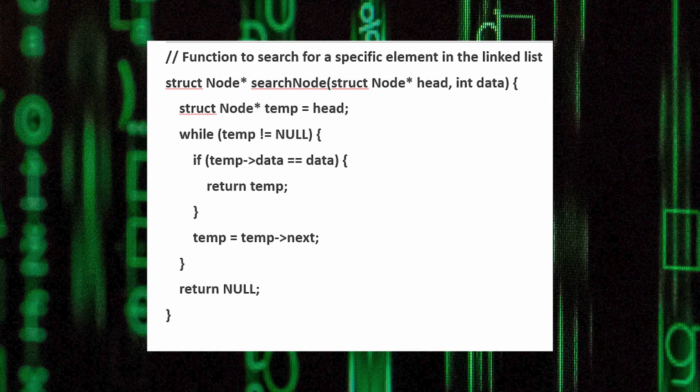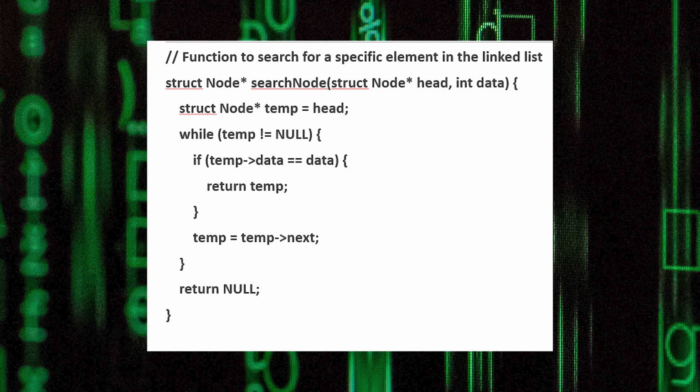I am writing a function to search for a specific element in the linked list. Here, search node is the function name, which takes two parameters. The first parameter is head, which is of type pointer to struct node, and the second is data. Inside this, I am taking a variable named temp, and that temp will be assigned the value of head.